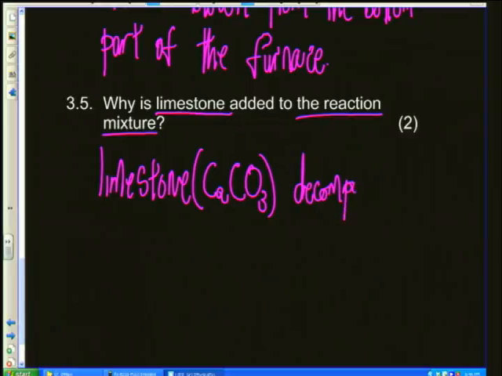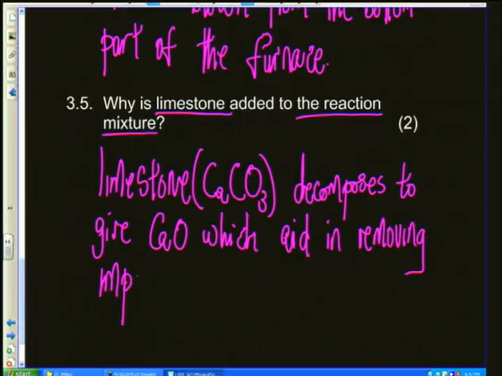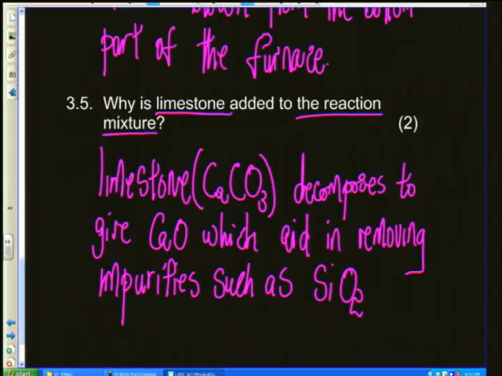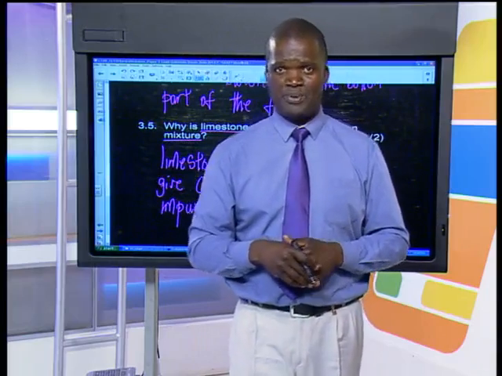Decomposes to give calcium oxide, which, we rather say, which aids in removing impurities such as silicon dioxide. So calcium carbonate, which is our limestone, actually does that to ensure that at least the iron that we have got at the end is as pure as it can possibly get.